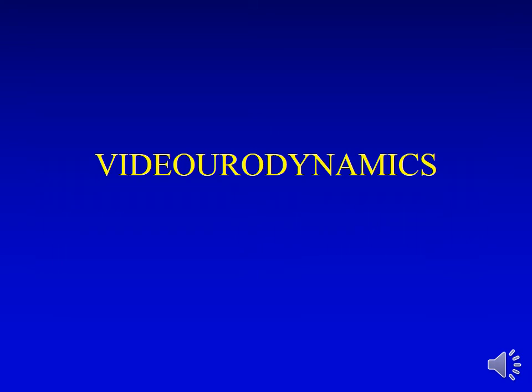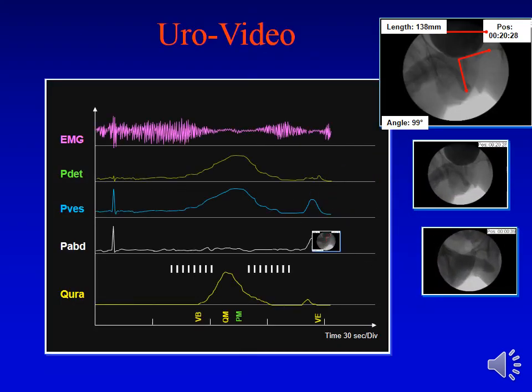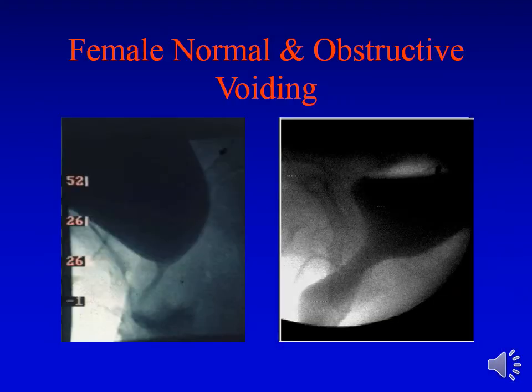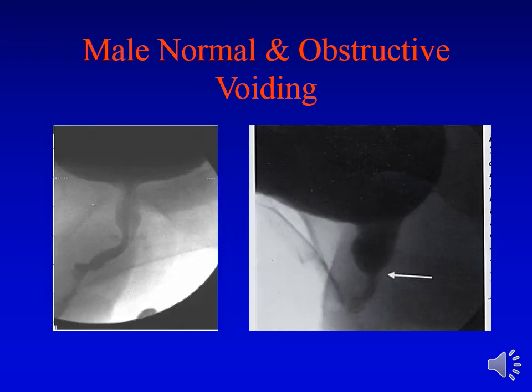So what is video urodynamics? Basically, it's the same. It's urodynamics, but you do video imaging of the bladder itself, assessing how the urine flow comes out using contrast. This is basically a urodynamic tracing, and there you see on the right side is all the video imaging. It's helpful in neurogenic bladder. Here on the left is normal, and on the right an obstructed voiding. You can see the urethra getting very dilated.